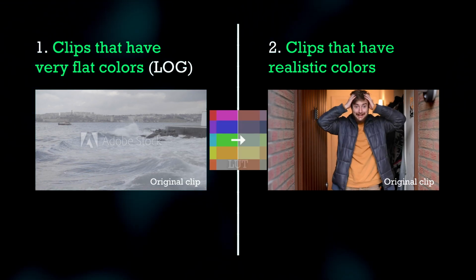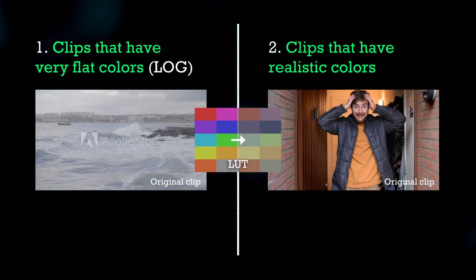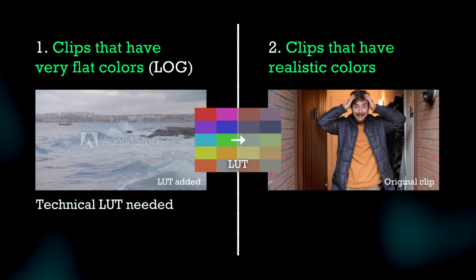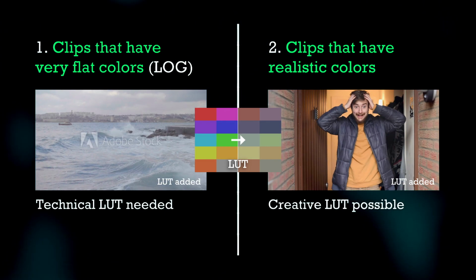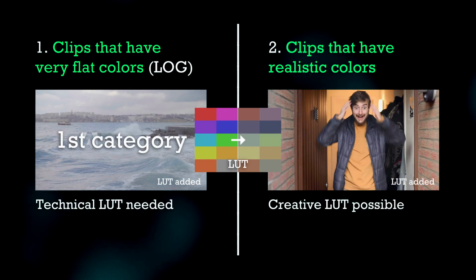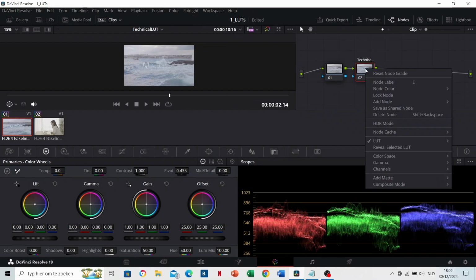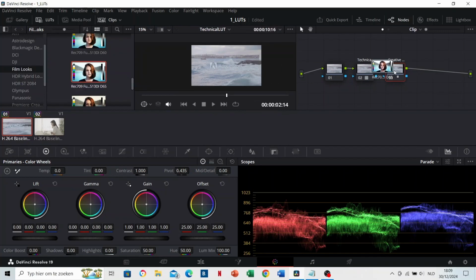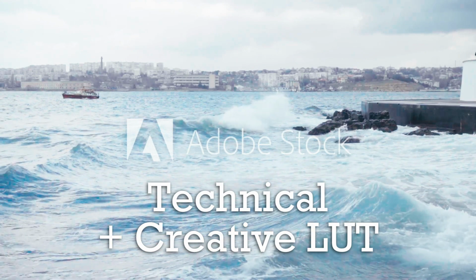So on both clips you can add a LUT, a lookup table that remaps the colors of your video. If you add a LUT on the first category to correct the colors, it's a technical LUT. But LUTs can also be used to create an unrealistic look on purpose. In this case, it's a creative LUT. By the way, after you have added a technical LUT, you can also add a creative LUT on top of it. Right-click on the technical node, add serial. And now on this node you can add an extra LUT. So let's just drag and drop a creative LUT. A technical and a creative LUT combined looks a little bit better.